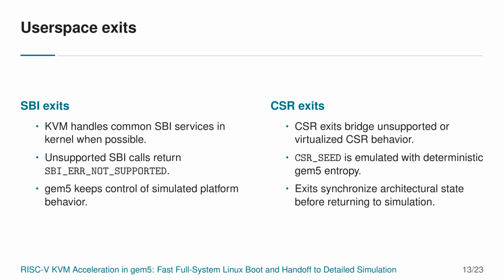CSR exits are handled in gem5 when behavior is unsupported or virtualized. One example is CSR seed, which gem5 emulates with deterministic entropy. Every exit is also a synchronization point, so gem5 brings the architectural state back before continuing.